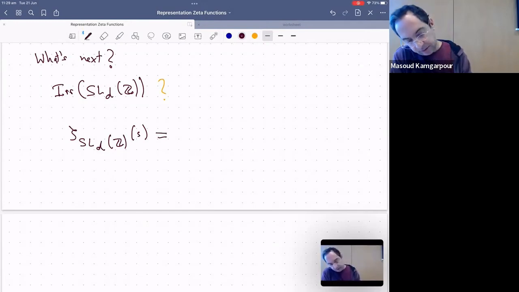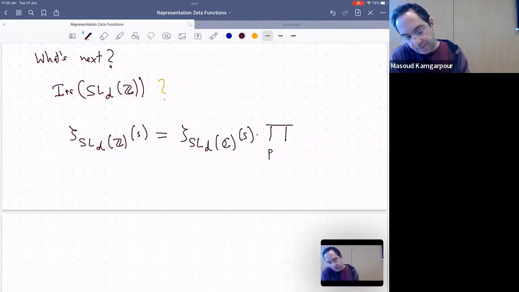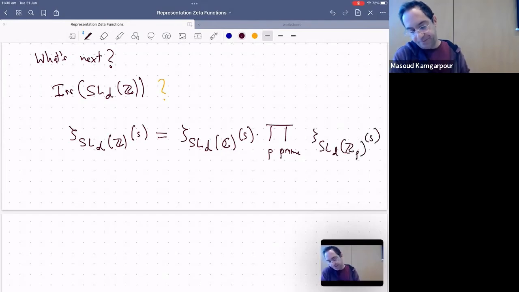Now, it turns out that there's an Euler product decomposition. So you can have here the zeta function of SL_d(C) times the product over all primes p of the zeta function of SL_d(Z_p) at s.